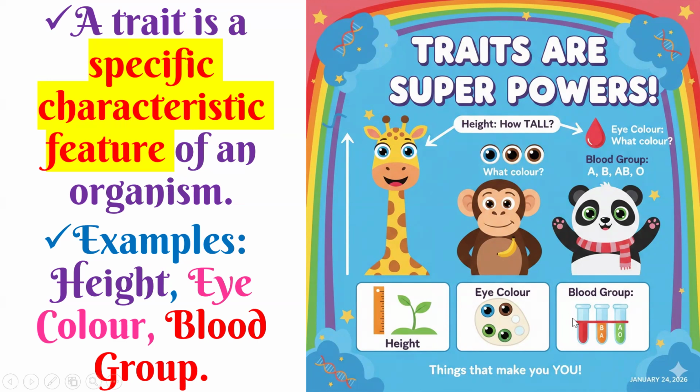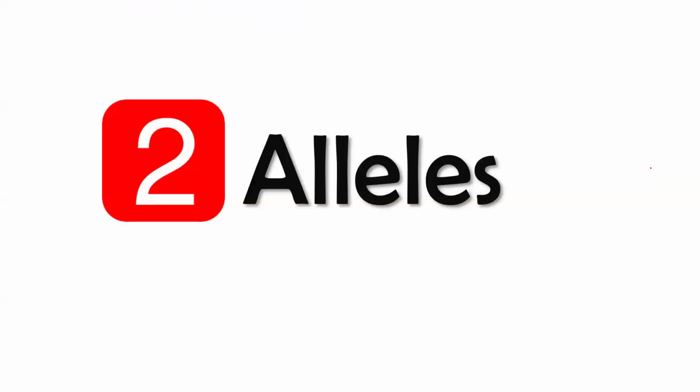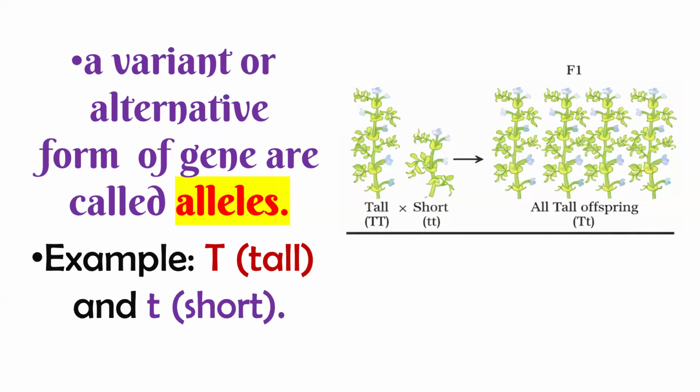What about the blood group? A, B, AB, all these are specific traits or the specific character of an organism. So we can say traits are the specific characteristic features of an organism. Now next is allele. A variant or alternative form of a gene is called an allele. So there is some alternative form of the gene, like tall, short. That is a slight change in the form of the gene.